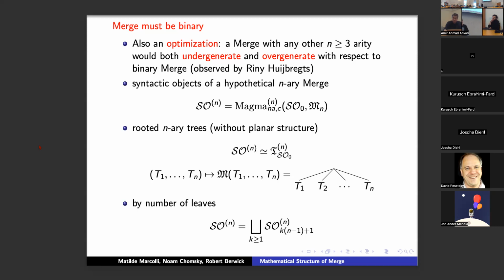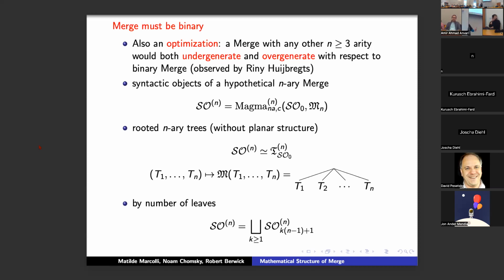So this necessarily undergenerates, because you could take any syntactic object formed by binary merge where the number of leaves is not of this form, 2 for example. You cannot form any sentence of length 2, like "it rains", not allowed. So it undergenerates to pick an n other than 2.